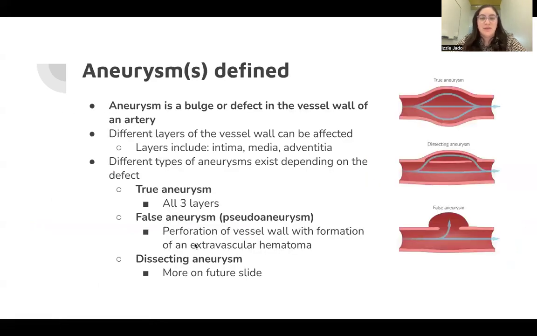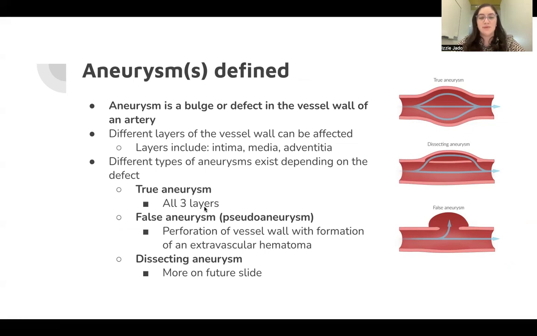So there are various types of aneurysms, but in general, an aneurysm is thought of as a bulge or defect in the vessel's integrity, so in that vessel wall, those layers we just talked about. Different layers can be affected, and that's kind of how we differentiate what type of aneurysm we're dealing with. So you could have intima, media, adventitia, all three, or just a couple of them affected, depending on the aneurysm type. A true aneurysm is defined as all three layers being compromised.